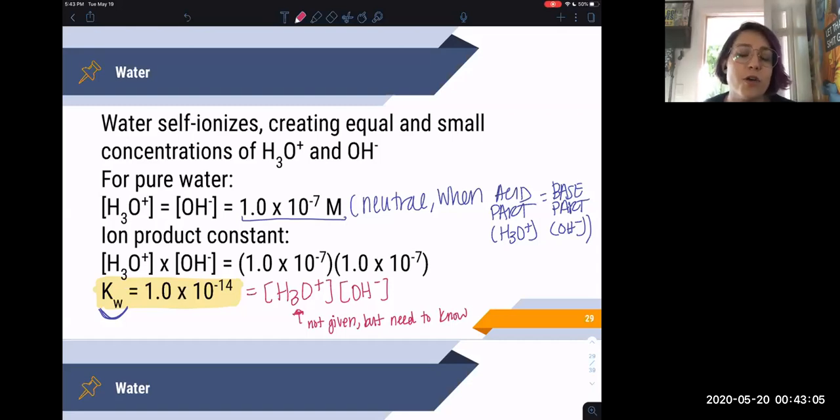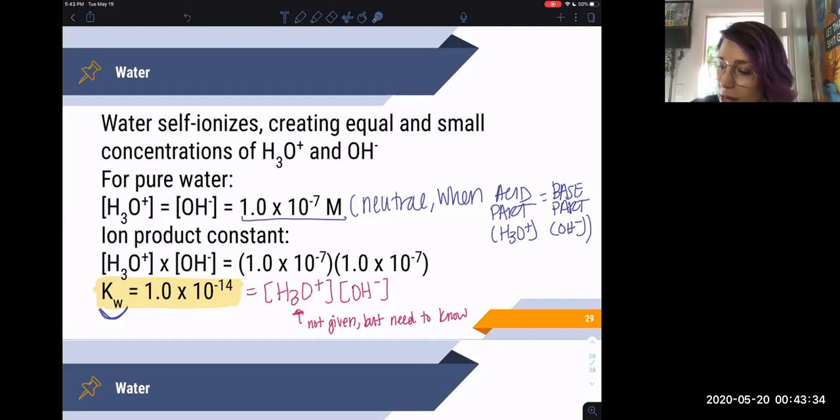But for right now, just know that when I take the acid part and multiply it by the base part, when they are neutral, when they are the same, they equal 10 to the negative 14. And that helps me because when they're not neutral, when the acid part's bigger than the base part, they're still going to equal 10 to the negative 14. So it helps me figure out how much acid part and how much base part I have in a non-neutral situation.